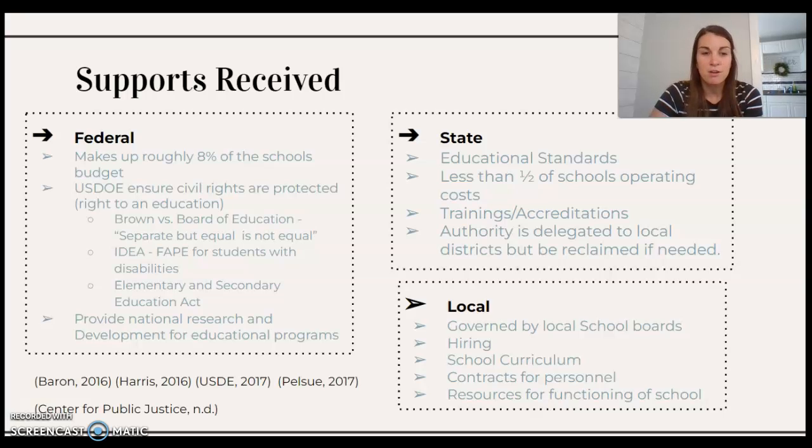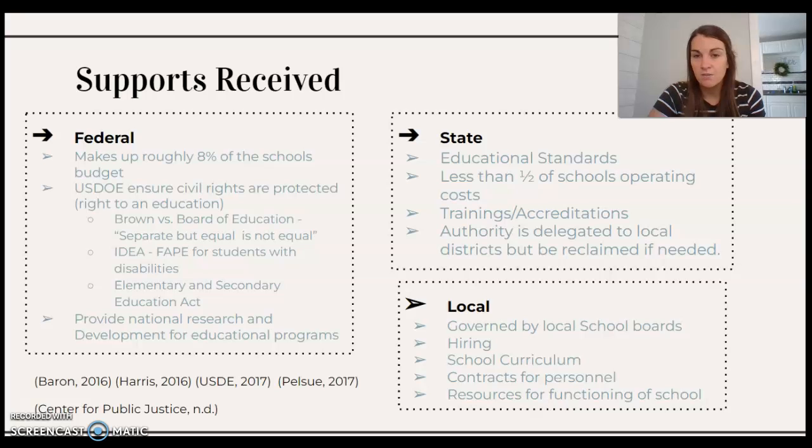Some examples of this are the Brown v. Board of Education. We have all heard of this. And really that entails is separate but equal is not truly equal. And then, of course, the federal level deals with the IDEA and FAPE for students with disabilities, and then the Elementary and Secondary Education Act. The federal level does provide national research and development for educational programs. Sometimes the federal level will drop down programs within the districts, and we hear about some of those. Oftentimes those deal with reading and math. And there is more, that's just what we normally see within the elementary school.